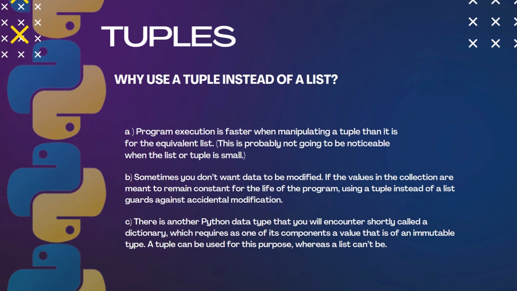Second reason is sometimes you don't want your data to be modified. If the values in the collection are meant to remain constant for the life of the program, using a tuple instead of a list guards against accidental modification. There is another Python data type that you will encounter shortly called a dictionary, which requires as one of its components a value that is an immutable type. A tuple can be used for this purpose, whereas a list can't be.